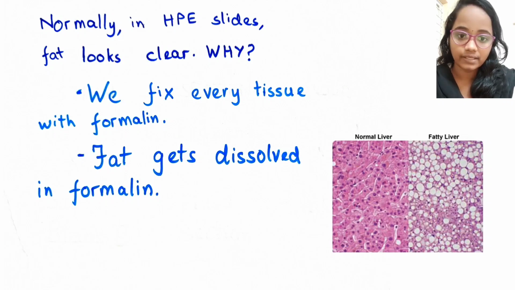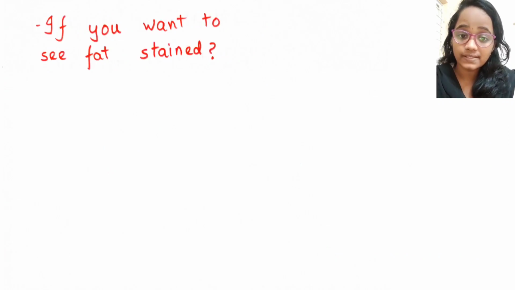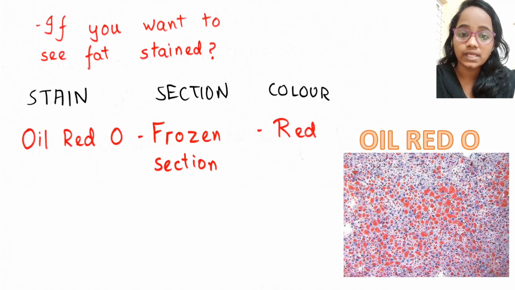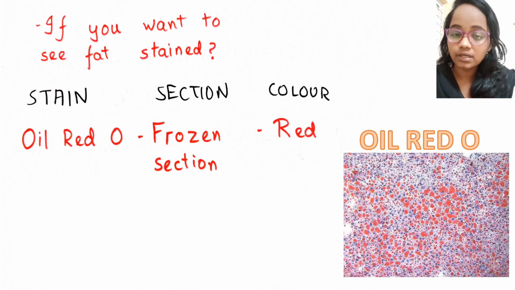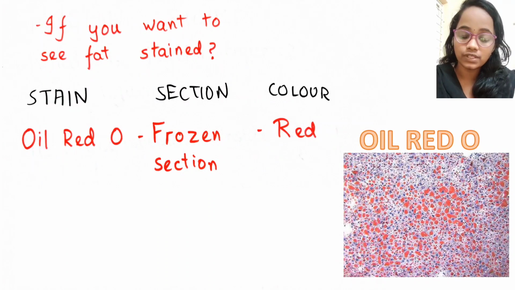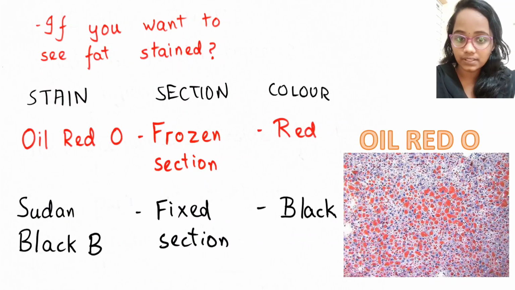If you want to see fat as color, you can use oil red O or Sudan black. Oil red O stains fat as red in color, but we can't use oil red O in an already fixed slide. It is used only in frozen sections. So in frozen section, we use oil red O. If it is already fixed tissue, we use Sudan black. It stains fat as black.